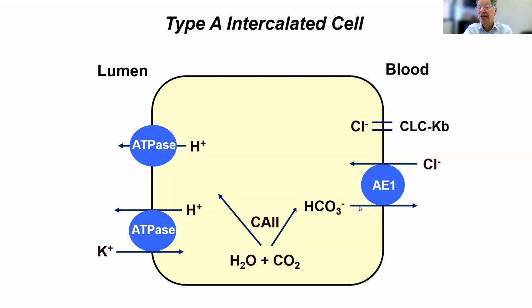It's not called a channel. It's called an exchanger. It transports a bicarbonate out of the cell and then returns a chloride into the cell. The chloride then recycles across a chloride channel called CLC-KB. You might remember this from the thick ascending limb. It's one of the transporters mutated in one of the types of Bartter syndrome. It plays an important role in thick ascending limb transport, but it's also present in the basolateral membrane of the type A intercalated cell. So these patients have a problem with the vacuolar proton pump.